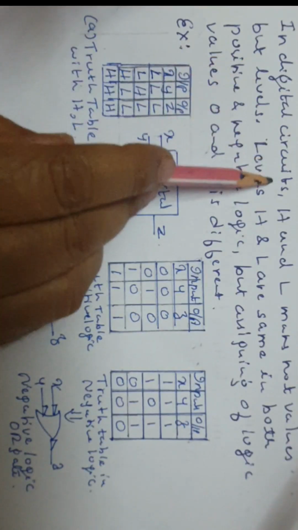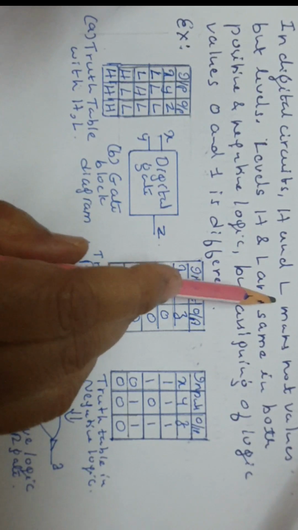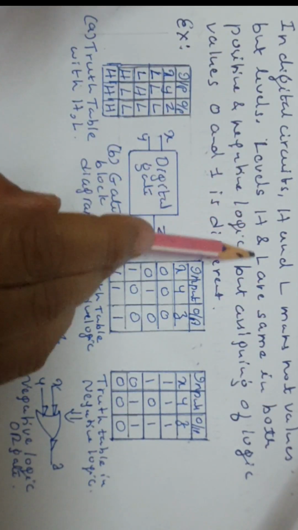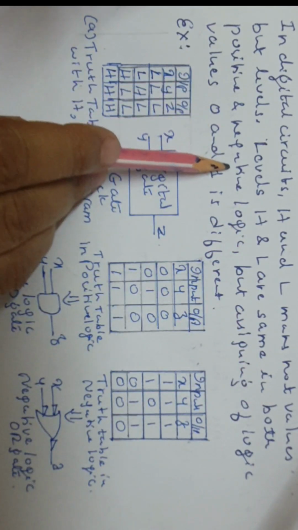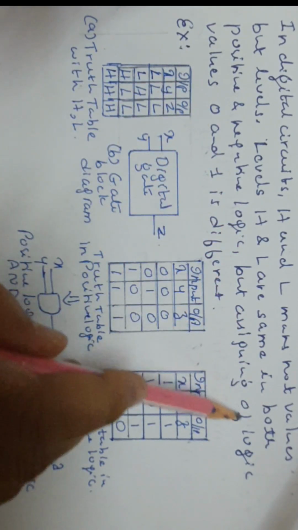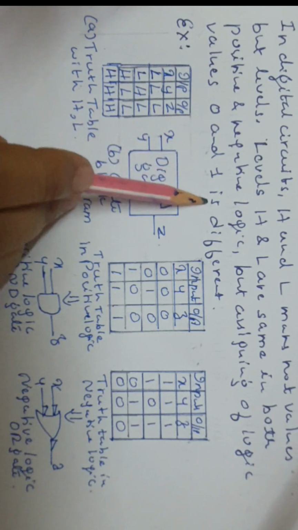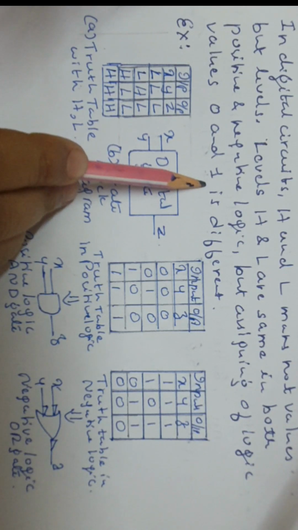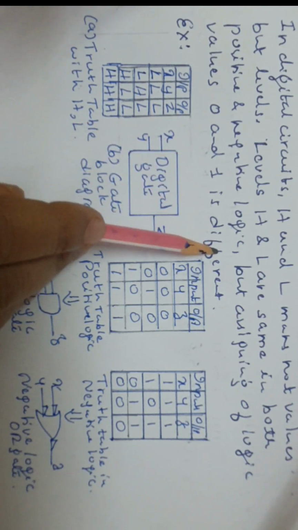Okay. So in digital circuit, H and L means not values but levels. Levels H and L are same in both positive and negative logic. But assigning logic values 0 and 1 is different. Signal levels, voltage levels are same, but assigning logical value 0 and 1 is different.